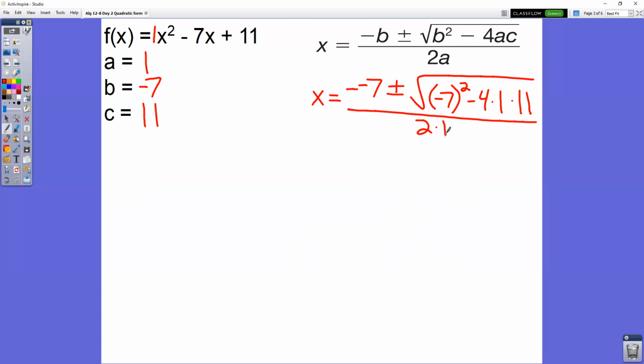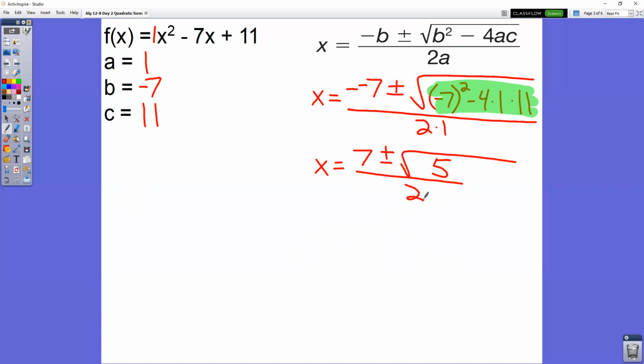Continuing on with the solving of it, we have negative of negative 7. The negative of negative 7 is positive 7. Plus or minus the square root. You can type this whole thing right into the calculator: negative 7 inside parentheses squared minus 4 times 1 times 11. When you do that, you get an answer of 5, over 2 times 1, which is 2.